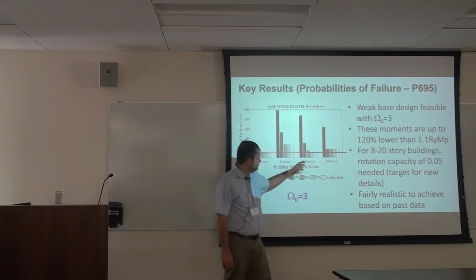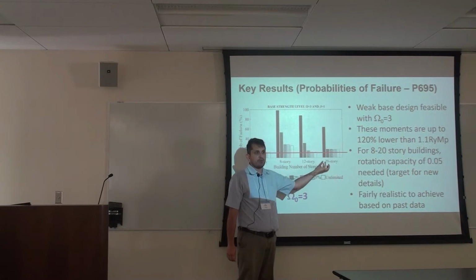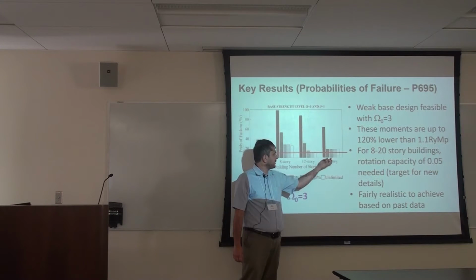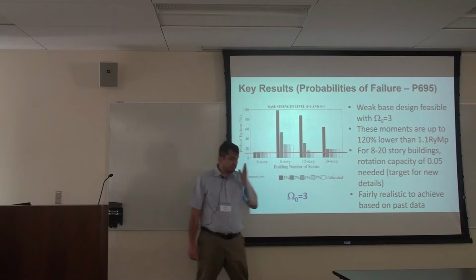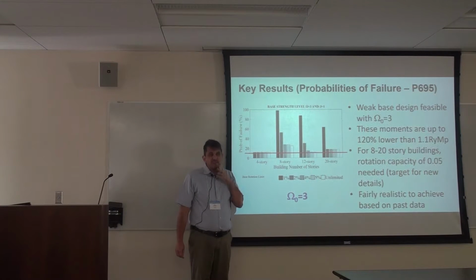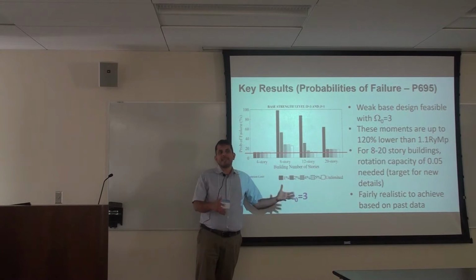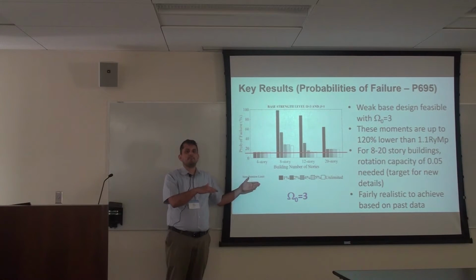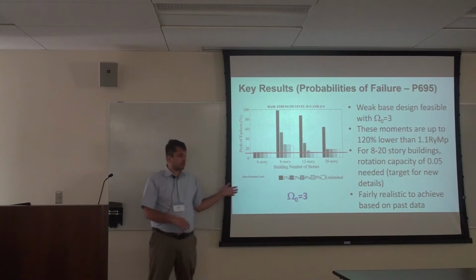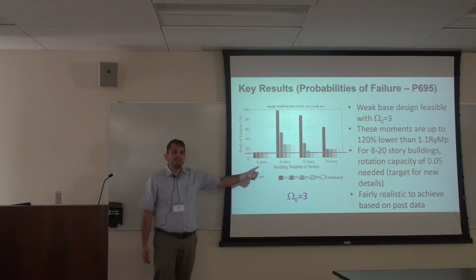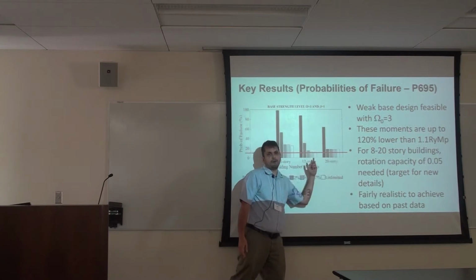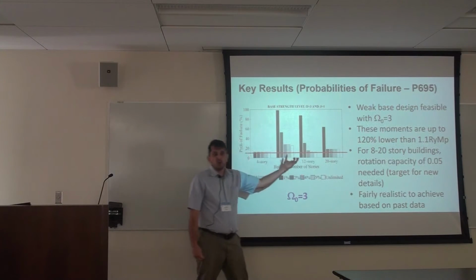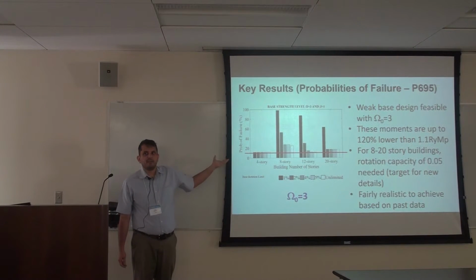the 12 and 20-story, it says that if you have about a 4 or 5% rotation capacity in your base connection, you could almost get away with designing it for an omega naught equals 3. So in other words, you could just take your buildings the way you're designing them now and design your base connections for a lot lower force, and provided you give them the rotation capacity that you think you need, which is about 4 or 5%, you would be on solid ground.